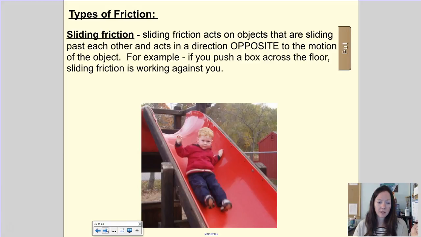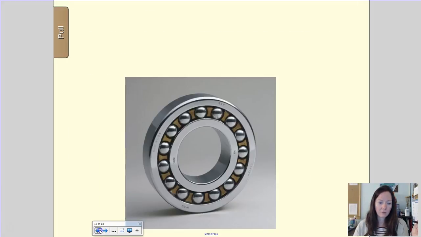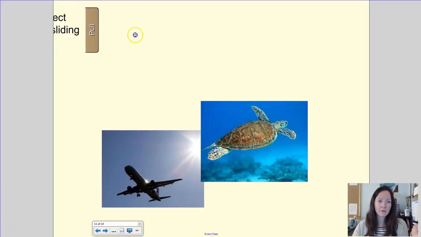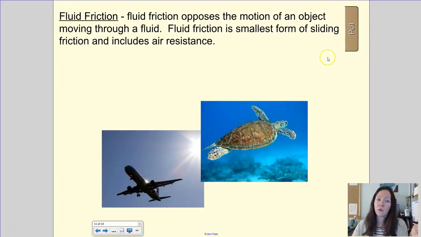The next type is fluid friction. Fluid friction acts on objects that are moving through a fluid. One thing that's very important to remember here is that air in this situation is considered a fluid. So air resistance is actually a type of fluid friction. Very important to remember. Make sure you write that down. So any objects moving through air, things like airplanes, or anything moving through a fluid, such as swimming in water, is experiencing fluid friction.